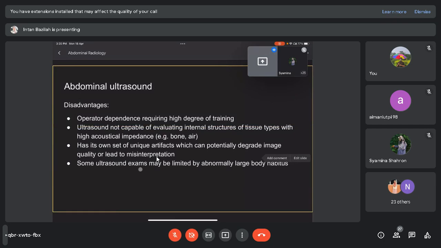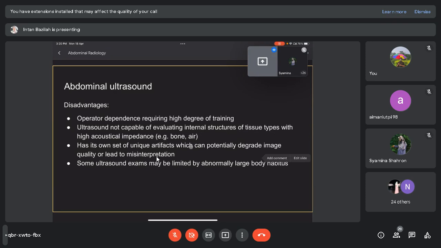But the disadvantages, of course, it's operator dependent, requiring a high degree of training, and you need a lot of experience, and even some people might see a different thing. That's why not all people can perform ultrasound. Okay, and ultrasound is not capable of evaluating the internal structure of tissue types with high acoustic impedance, for example, bone or air.